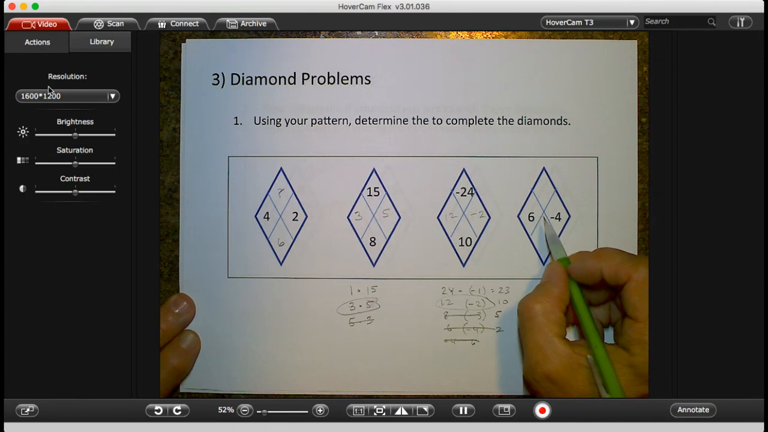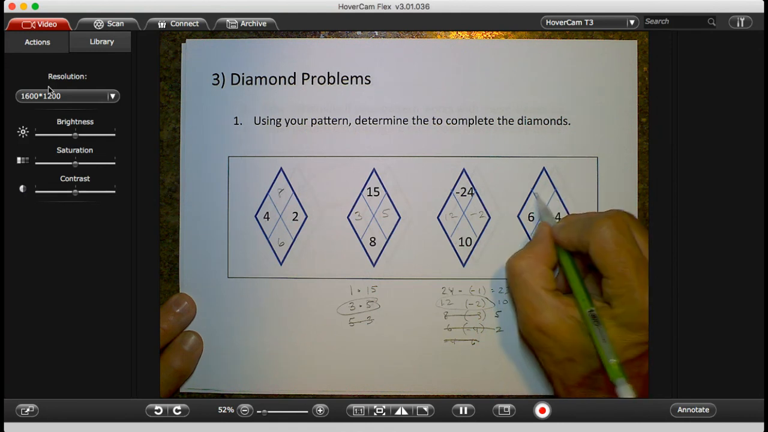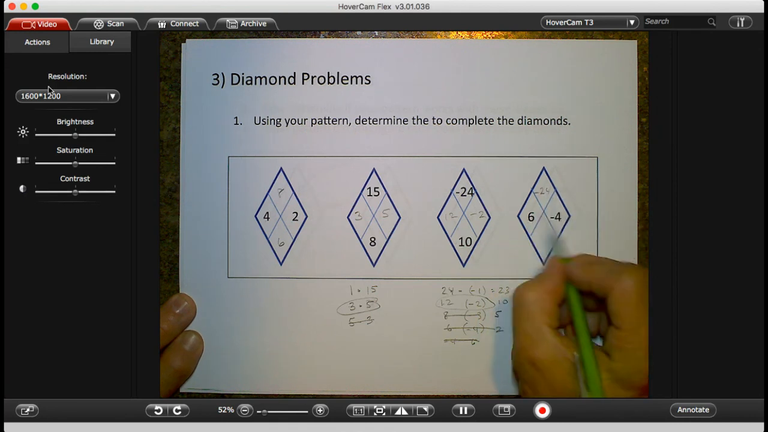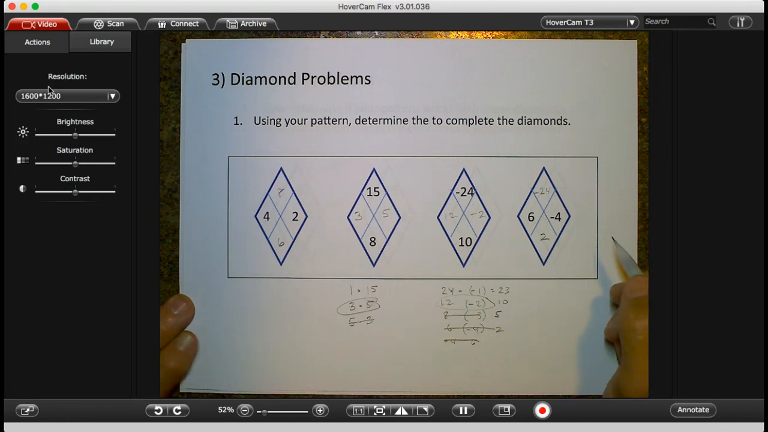Okay, and we'll go to the last one. Again, they've given us our factors and our add-ins, so we just need to multiply and add. So 6 times a negative 4 is negative 24 up top. 6 plus a negative 4 would be 2 in the bottom. And that's how you do diamond problems.